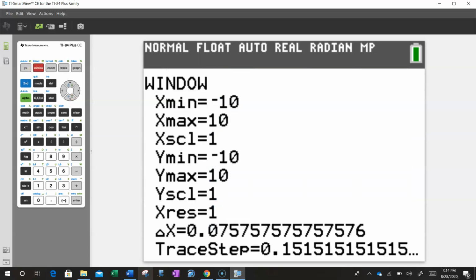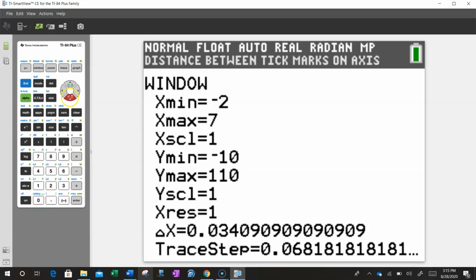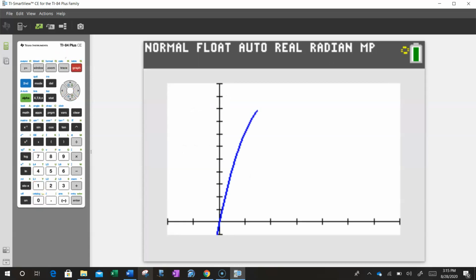So when I go to set up my window, my x values are fine. If you want to not see so much and kind of zoom in on it, you could change your x min to like -2. And you could change your x max to like, I don't know, 7, so that you really are closing in on that between 0 and 5. But we definitely need to change our y max because we can see that it went all the way up to 96. So you might want to put a little buffer on that. I'm going to make mine go to 110 and have my y scale at 10. And then we'll graph it.